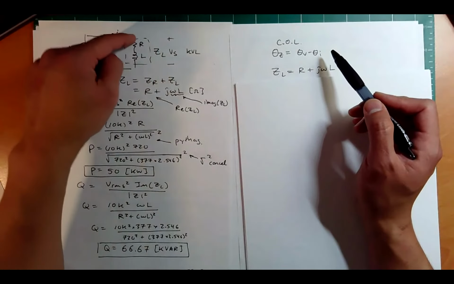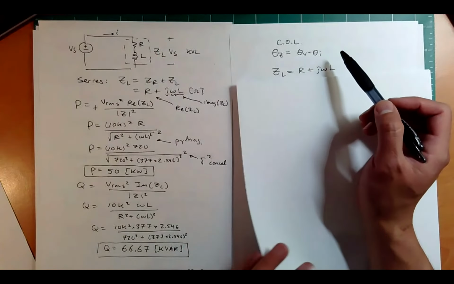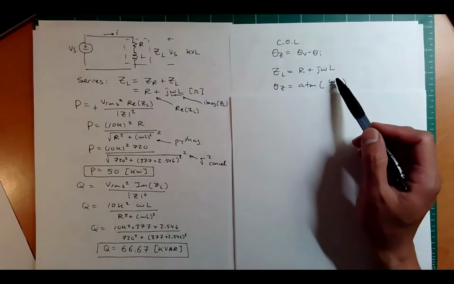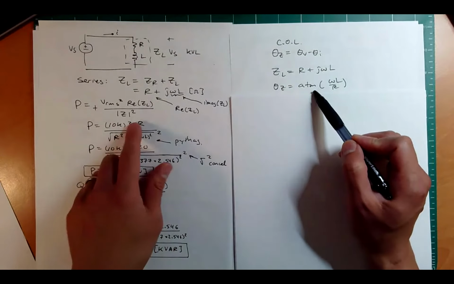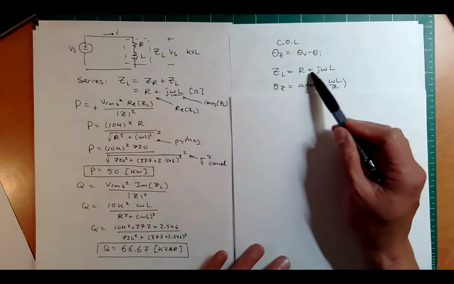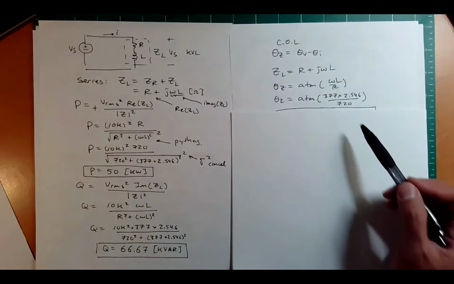Okay, so by complex Ohm's law, we can look at the phase of this total voltage and current, the phase difference. So how do we do that? Well, we already did this in the last lecture. The phase is omega L over R, and that's equal to theta V minus theta I.